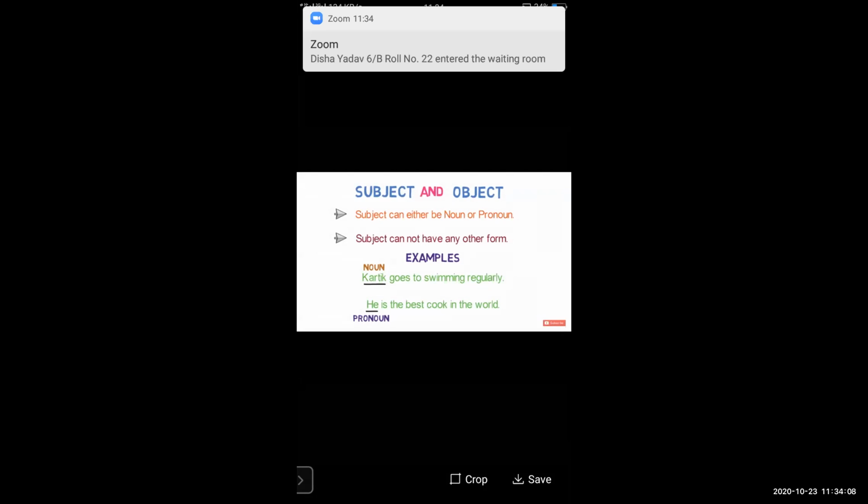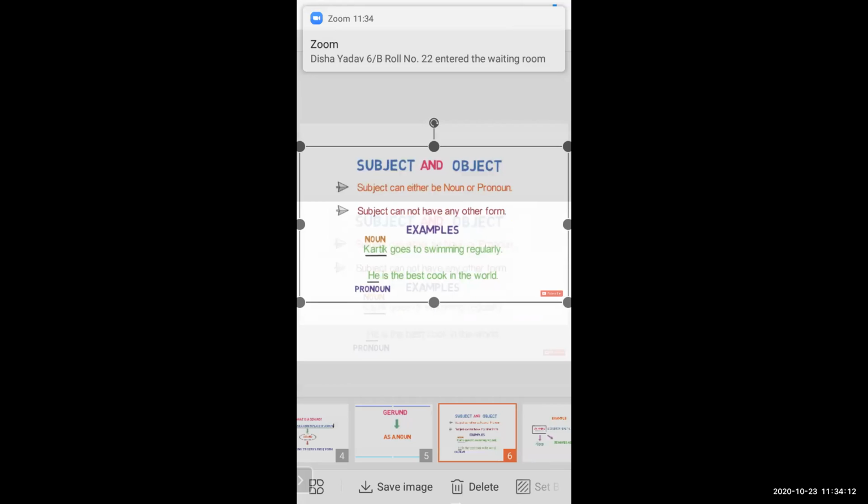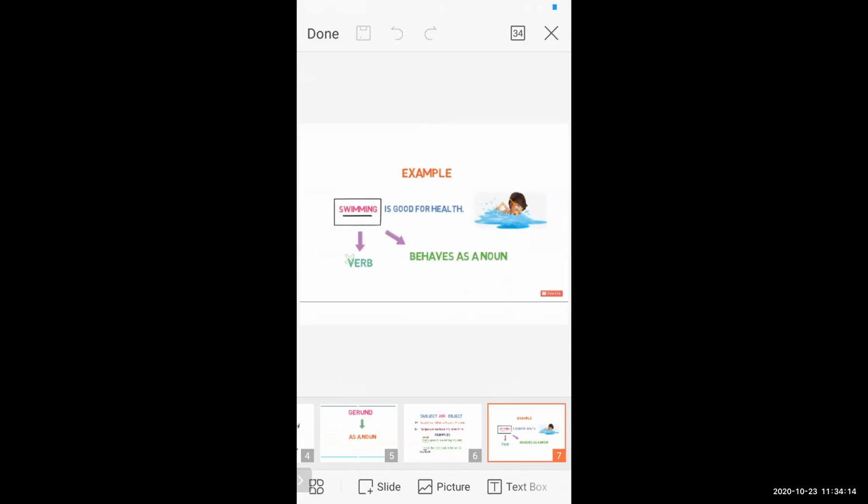So how does a verb play like a noun? To clear your doubt, I'll show you one sentence. This is an example of a gerund: Swimming is good for health.